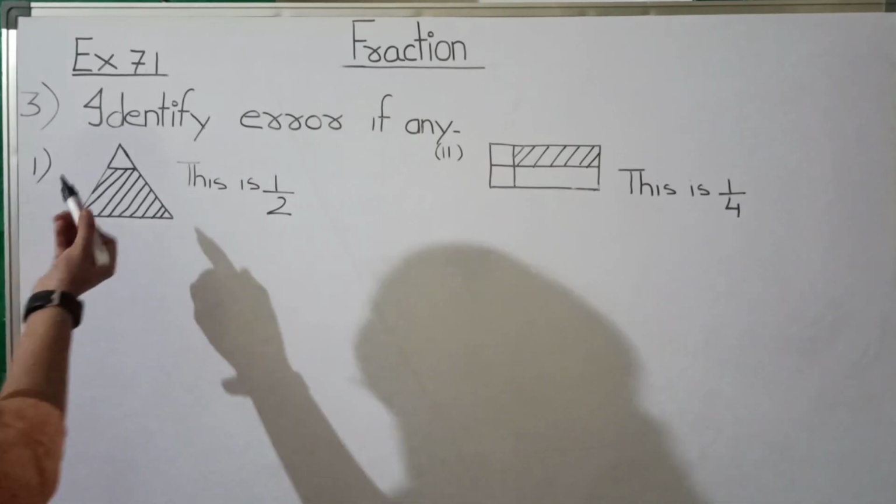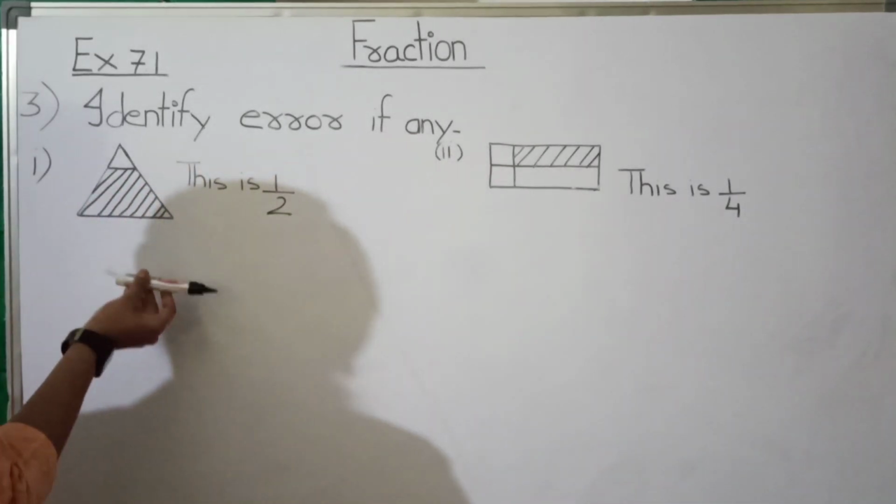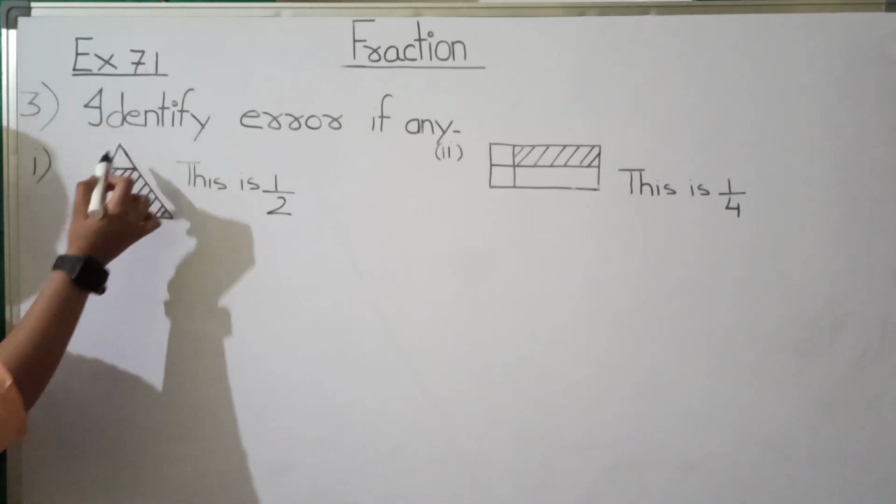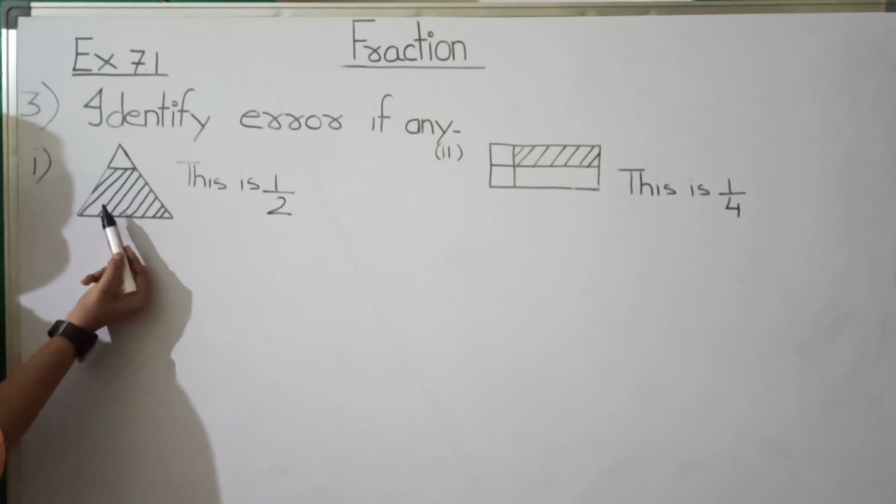So the third question is given, identify the error if any. हमें इसमें क्या, अगर कोई error है तो उसे find out करना है. So first part में क्या दिया है? एक triangle दिया है और दिया हुआ है एक portion इसका shaded है और क्या लिखा है?